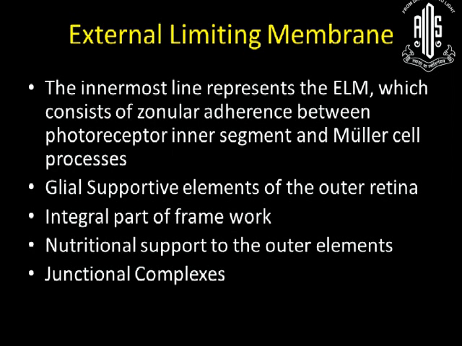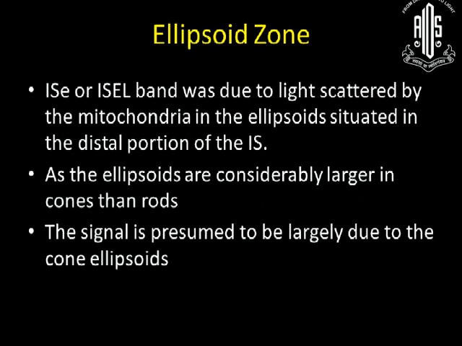So the identification of the layers starts with the ELM, which is not very difficult to identify. What contributes to the ELM are the connections between the Müller cells and the inner segments of the photoreceptors. The significance of this layer is that it has nutritional support and also structural support to the rest of the layers of the outer retina. The ellipsoid zone, sometimes also called the ISOS or the band, is the inner segment ellipsoid. It's contributed by the mitochondria seen in the ellipsoid of the inner segment, and it forms a particular band, thought to be due to the cone ellipsoids.